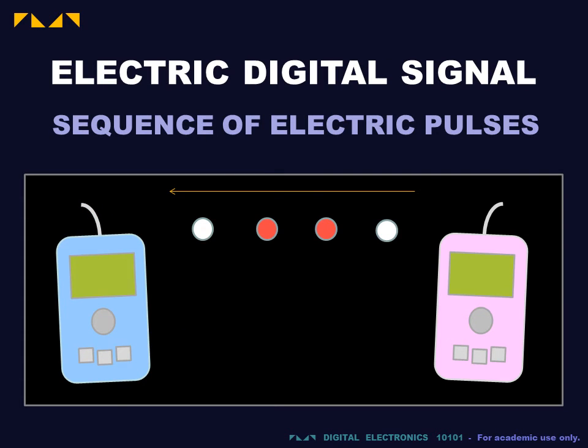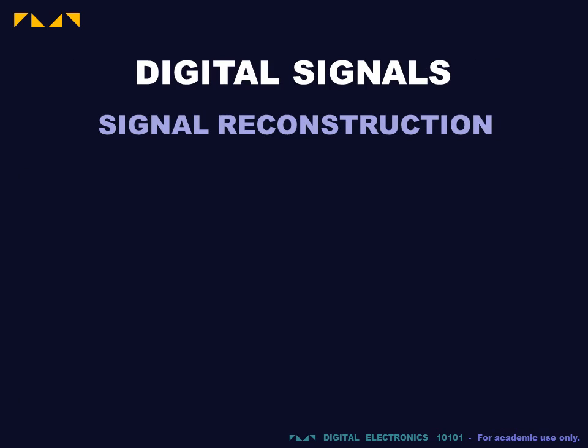In digital electronics, we use electric pulses to encode and transmit data. Typically, a high voltage pulse is used to encode true, a low voltage pulse to encode false. The data is therefore transmitted in the form of an electric digital signal.